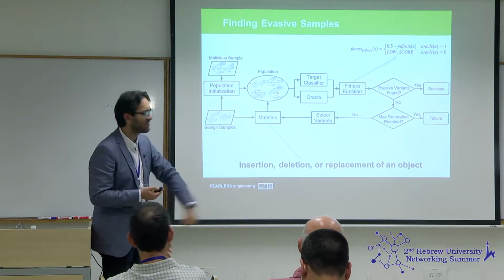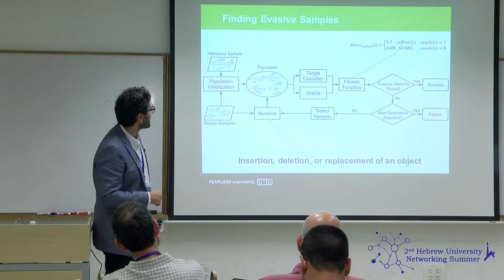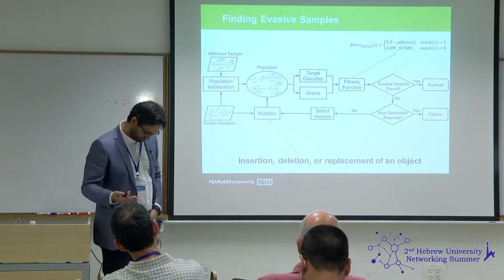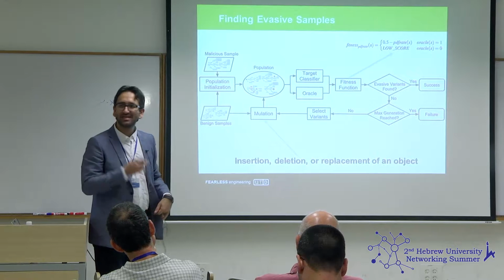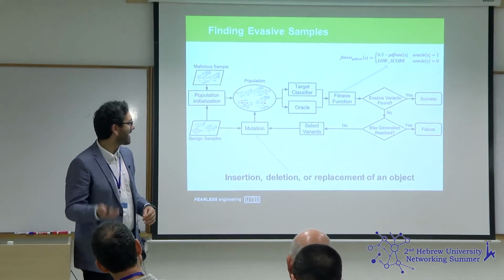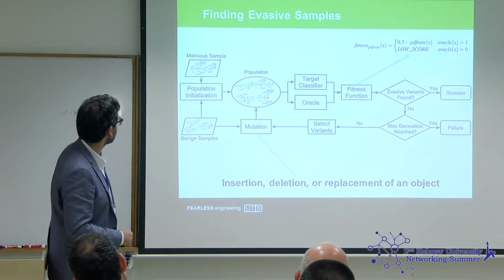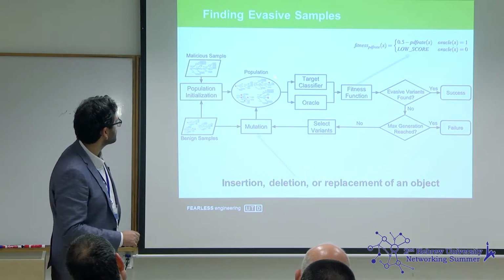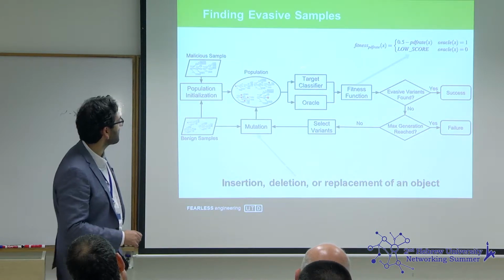This is another work, I think, from last year in NDSS. What they are doing is trying to combine genetic programming to find automatic samples for evading attacks. They have malicious samples and benign samples, and they created this population. From this population, they have this target classifier.